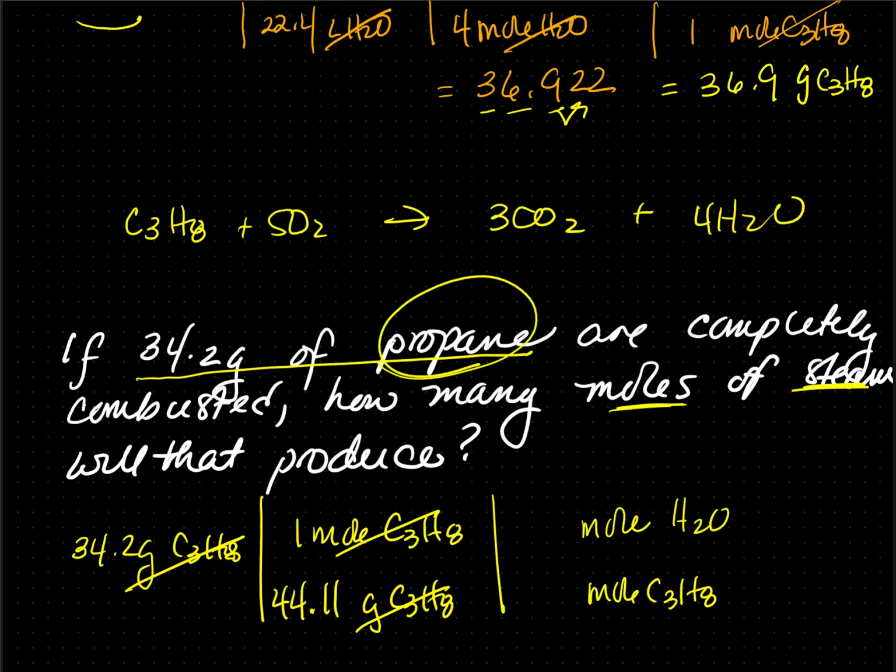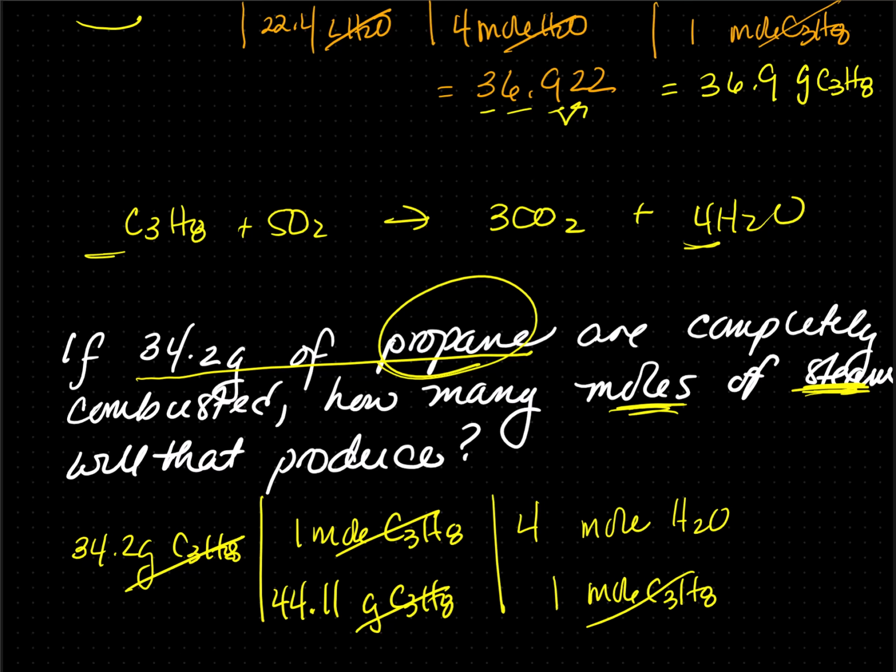The numbers in front of the moles are from the coefficient of the balanced equation. Water has 4, so there's 4 moles of water to 1 mole of propane. So if we stop here, we are at moles of steam, and that is what we're looking for. Once you cancel out all the units, the unit you are looking for should come out. If you have other units and they have not canceled out, you did not solve correctly.